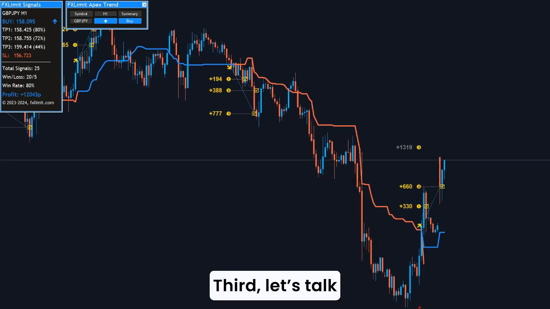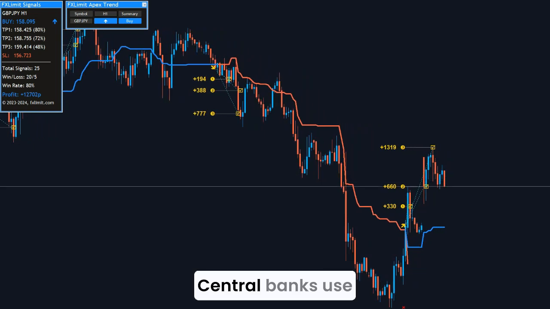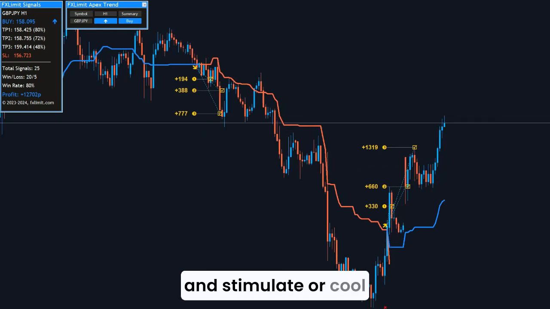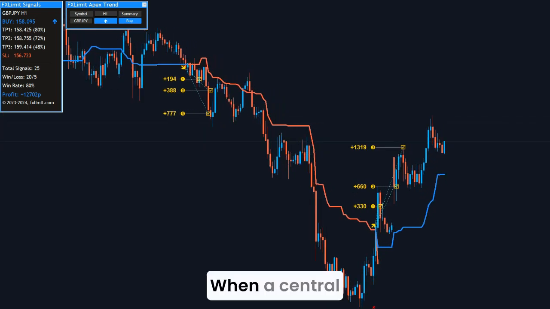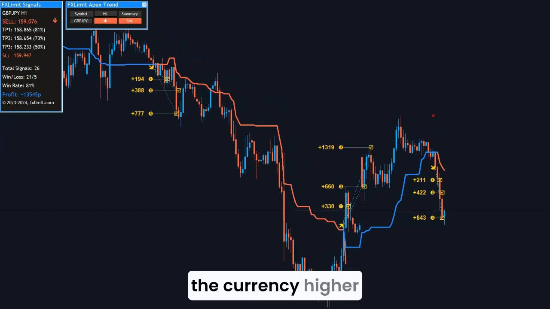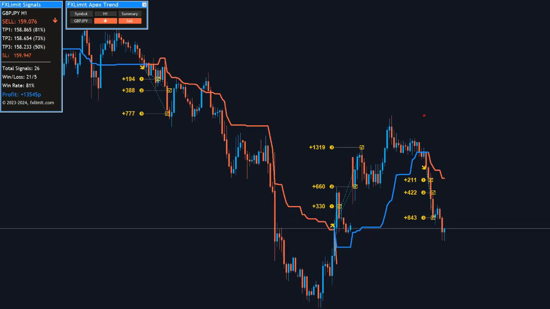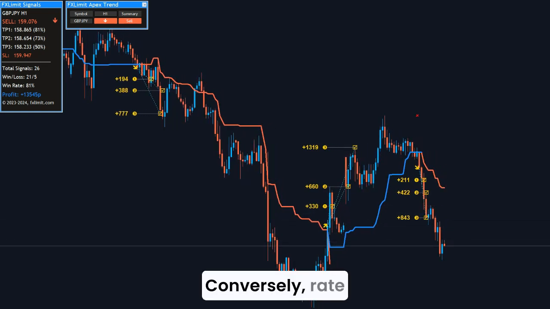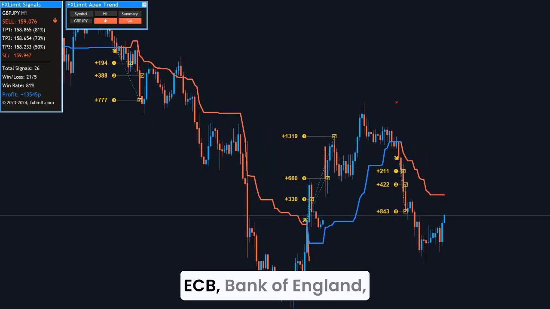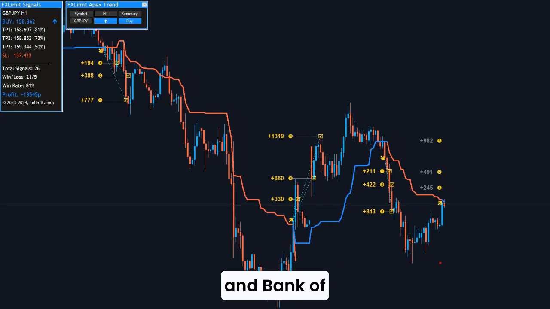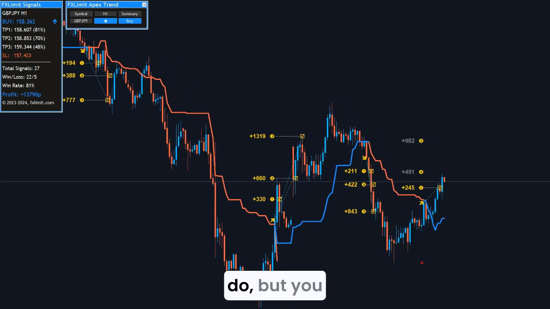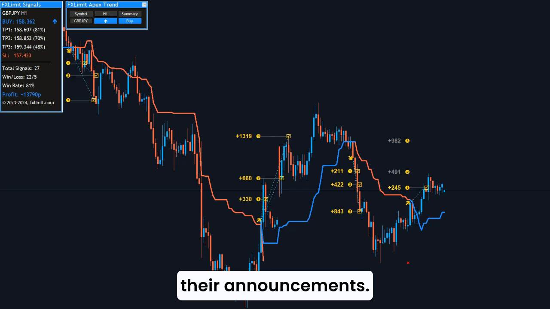Third, let's talk about interest rates. Central banks use interest rate decisions to control inflation and stimulate or cool down their economies. When a central bank raises interest rates, it usually strengthens the currency. Higher yields attract investors. Conversely, rate cuts often weaken a currency. The Federal Reserve, ECB, Bank of England, and Bank of Japan are especially influential. You don't need to predict what they'll do, but you must be aware of their announcements.